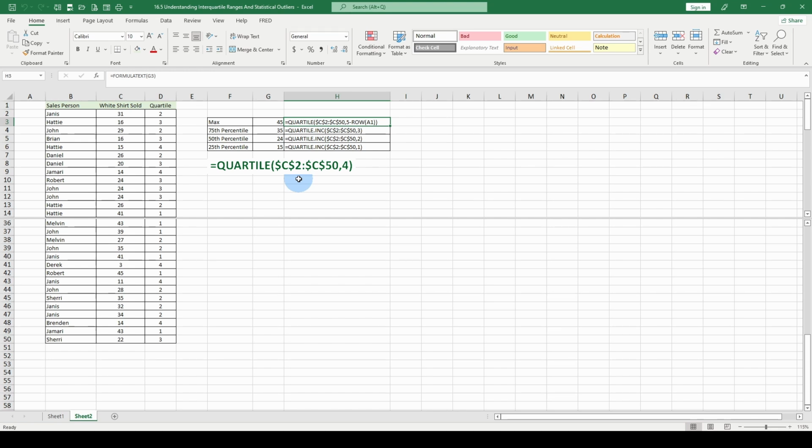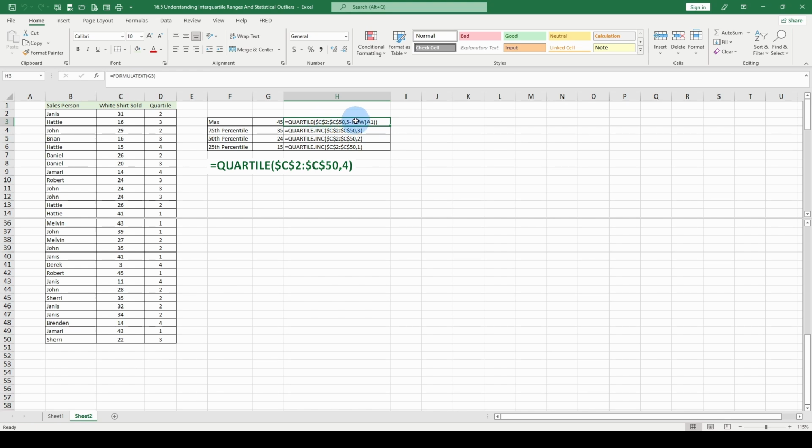We have three ways. We have a quartile with inclusion. We have a quartile with exclusion. And then we have an old school quartile where we can manipulate and make some changes. So in the first function, we have quartile C2 to C50. C2 to C50 is the information we're trying to pick apart. We're trying here to figure out what the max is in this range. Well, the max is 45.